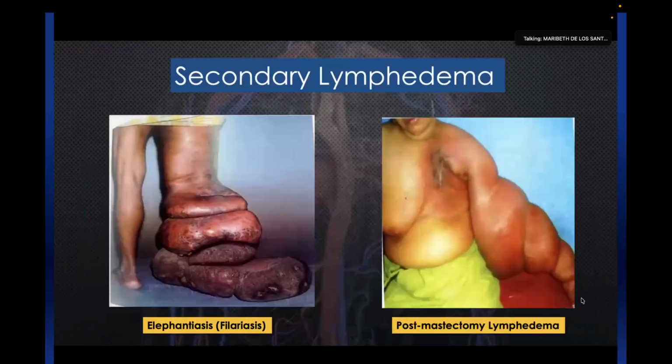For secondary lymphedema, we have what we call elephantiasis or filariasis, secondary to infection. This is severe lymphedema. Post-mastectomy lymphedema, often after removal of axillary lymph nodes.